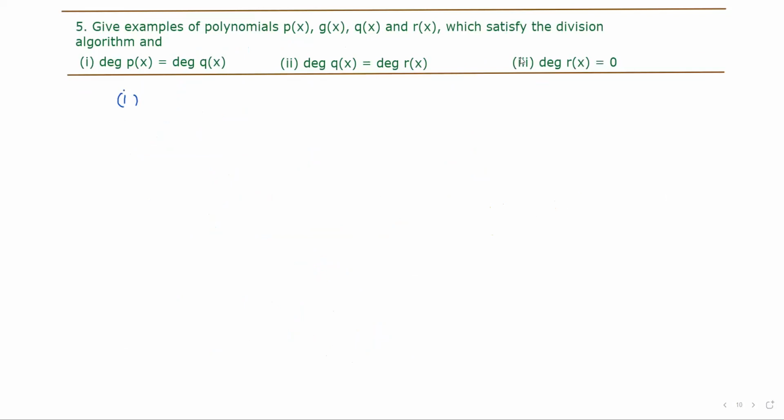Now in this question, what are you given? Certain conditions are given to you and you have to provide examples. So give examples of polynomials which satisfy the division algorithm and these conditions. Let's consider the first part. In the first part, these polynomials should satisfy two things. First, the division algorithm, and second, the condition that degree of p of x should be equal to degree of g of x.